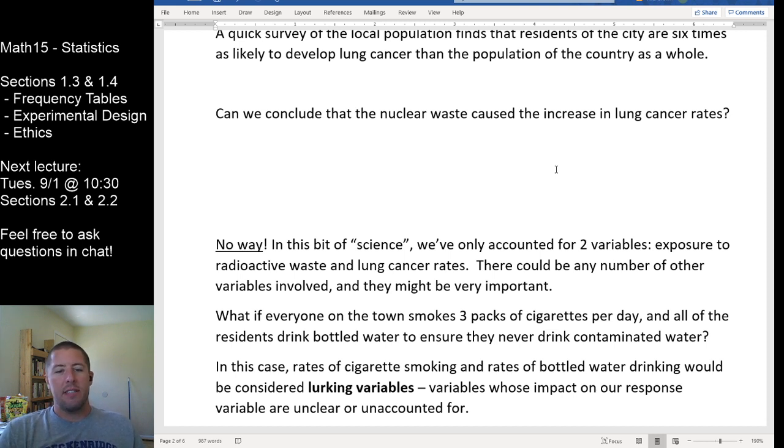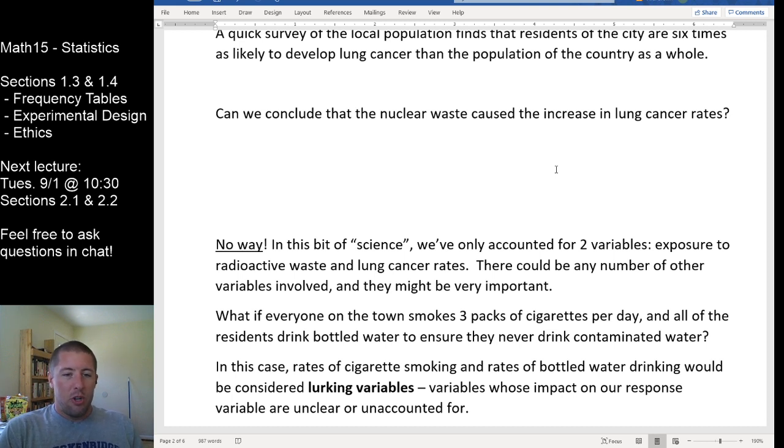So what we refer to these as are lurking variables. These are variables that are not accounted for in our research that may or may not have a big impact on the conclusions that we're trying to draw. So one of the things that you should notice here is that if you're trying to do research, what you can't do is just roll up on a situation and be like, wow, look at that variable and that variable. Here's what must be going on. We really have to account for every single variable if we actually really want to draw strong conclusions like lung cancer was caused by the exposure to the nuclear waste right there.